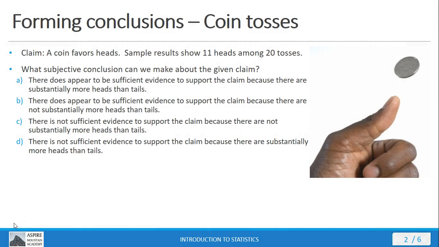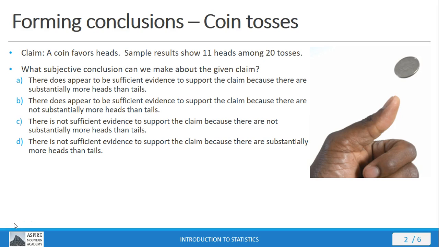To start off, we're going to look at an example involving coin tosses. The difference between subjective and formal conclusions for a hypothesis test is that with a subjective conclusion, you're simply looking at the data that's available. You're not calculating any test statistic or p-value, and you're just going to look at the data that's available and compare it with some standard that's relevant for the situation at hand.